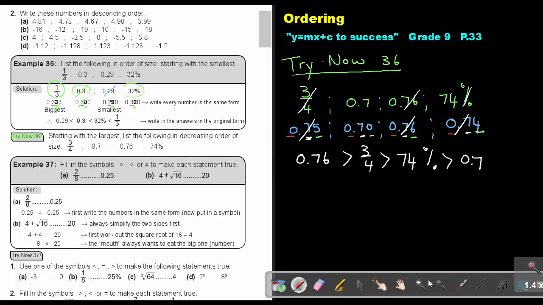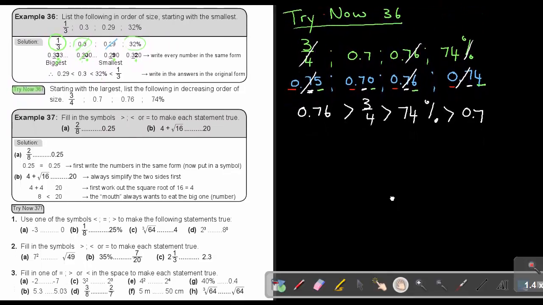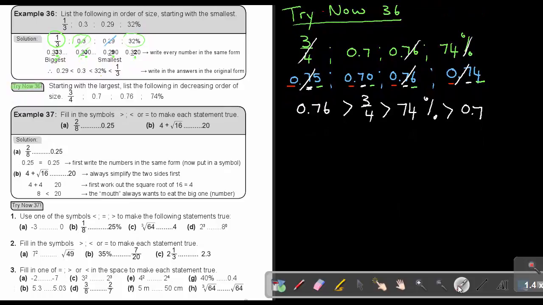Let's look at the next example. Example 37. Fill in the symbols to make each statement true. Again, exactly like in the previous example. You cannot compare if the one is a vulgar fraction and the one is a decimal. So make it in the same form. Press on your calculator, 2 divide 8 and you get 0.25. So they are equal, and then you just put an equal sign. It's again best to put the original form in between.